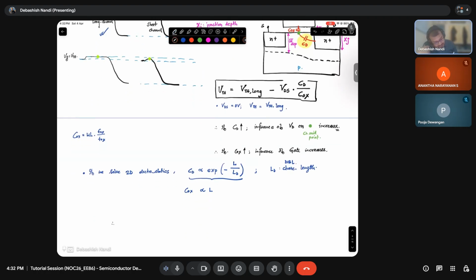Now, can I write my VTH is VTH long minus VDS times, this is approximately equal to, VDS times exponential of minus L by LD. Cox I am ignoring, right? What is more dominant, exponential function or linear function? E to the power minus x by x. What will dominate more? This will dominate more, right? So I am ignoring this part.